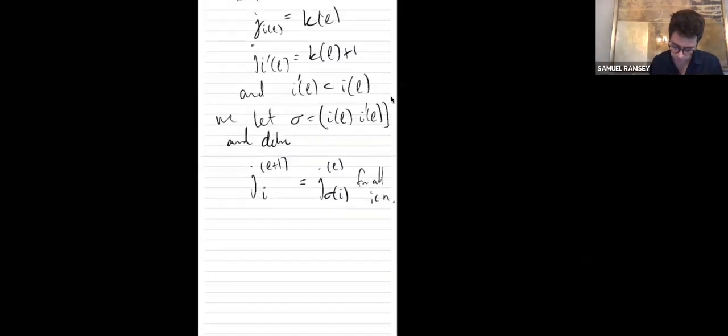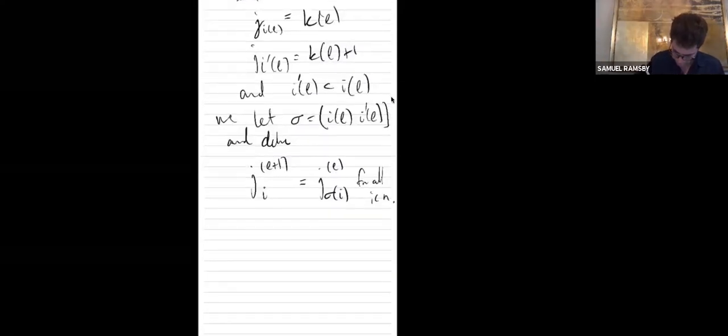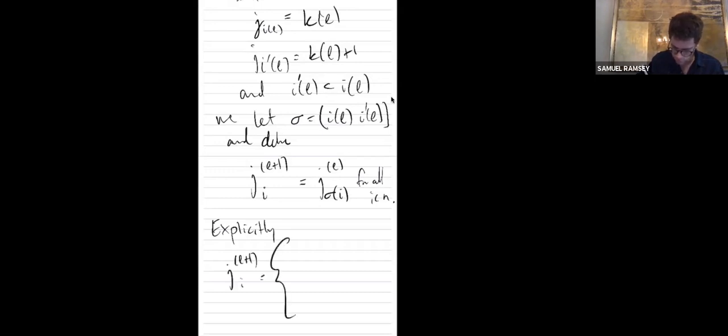Now this is super confusing. So let me define it explicitly, and then we'll give some examples. So explicitly what I mean is that j^{L+1}_i does nothing if I haven't seen some of these bad indices.